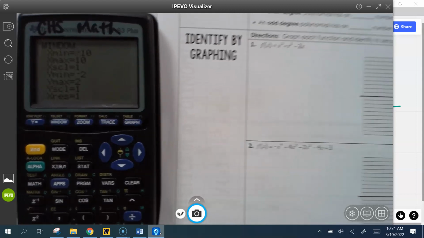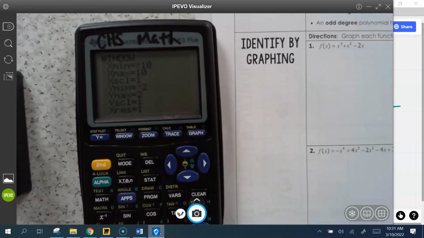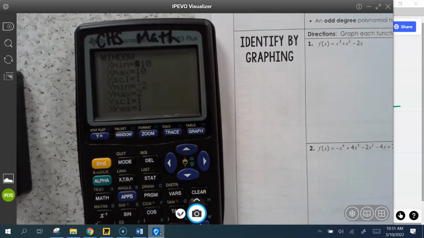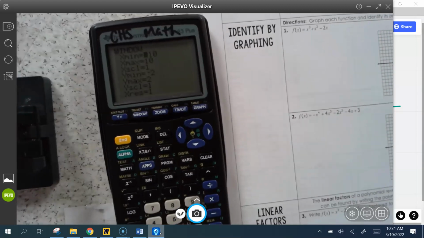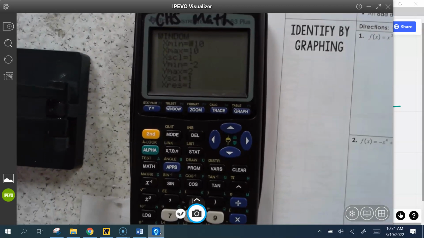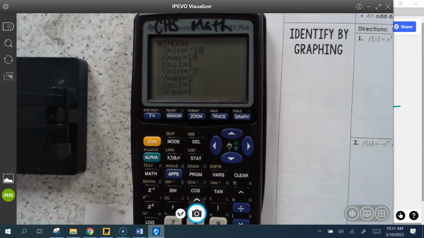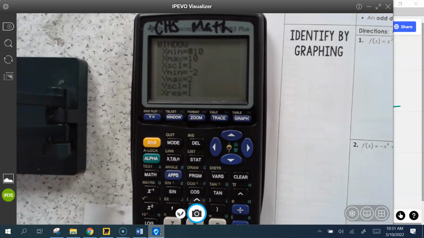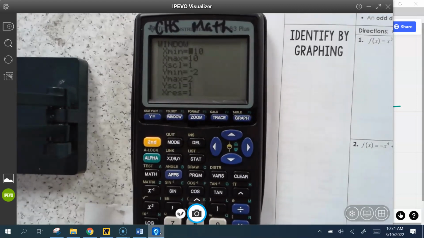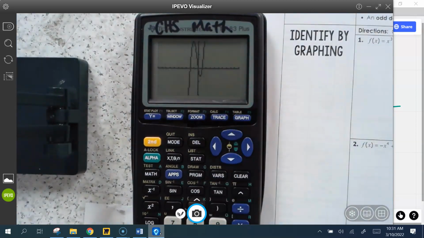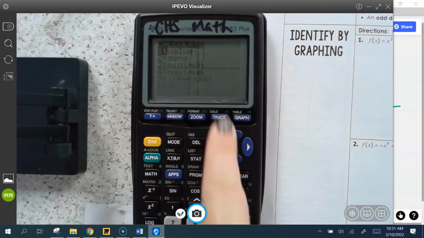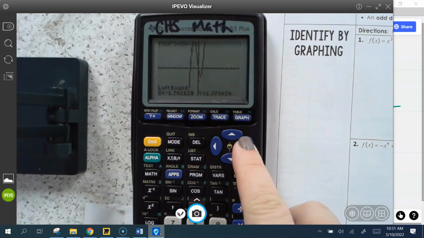Can y'all see? It's kind of dark, isn't it? Is that better? Enter. Hey, that's better. All right, so you go through and find those other two zeros and see what you get.